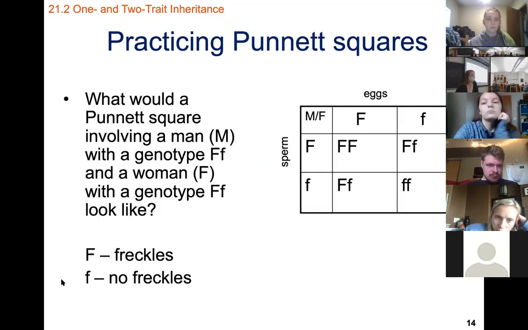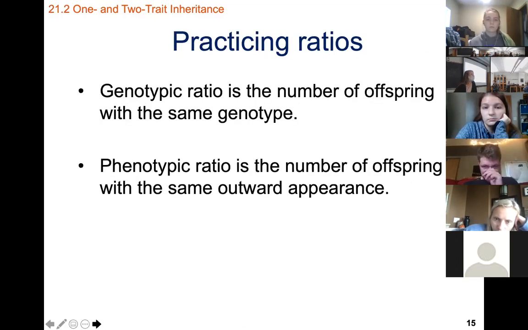Okay, so let's practice a Punnett square here. It says, what would a Punnett square involving a male and a female with a genotype of that and that look like? Oh, it's the same one we just did. So same thing here that we just did in the last one. So we'll move on from that. Fine by me. Okay, practicing the ratios.